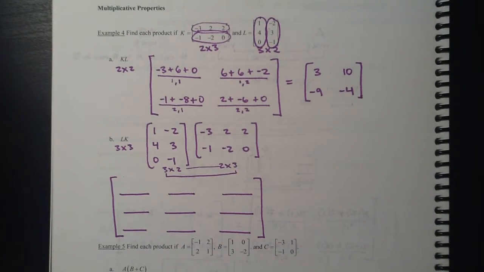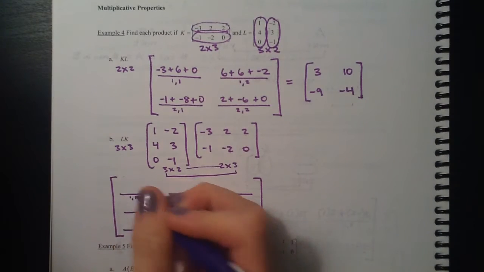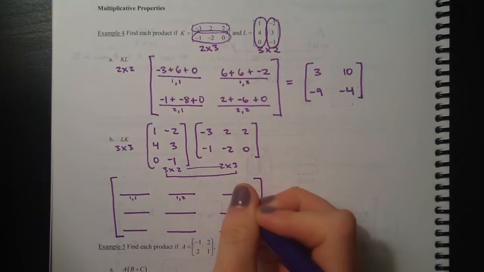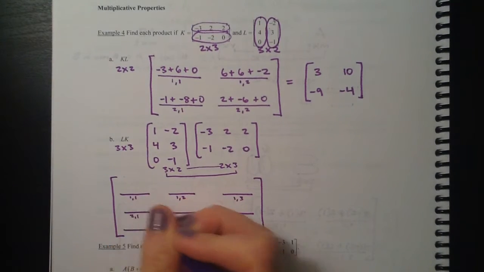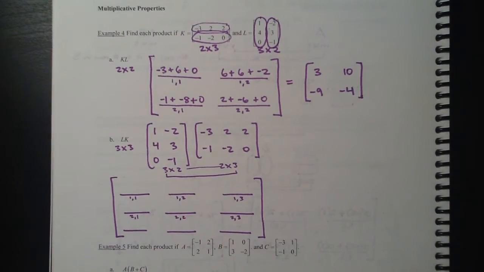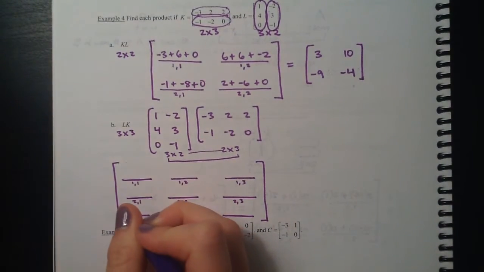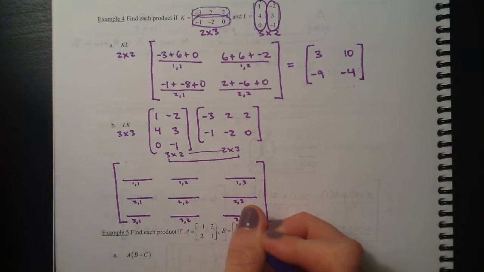Okay, so this one is a bigger problem than we've dealt with. So here we have row 1, column 1, 1, 2, 1, 3. Then we move down to row 2. So this is row 2, column 1, 2, 2, 2, 3. And then finally we're in row 3, column 1, 3, 2, 3, 3.